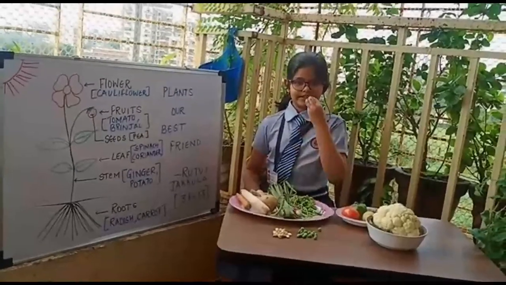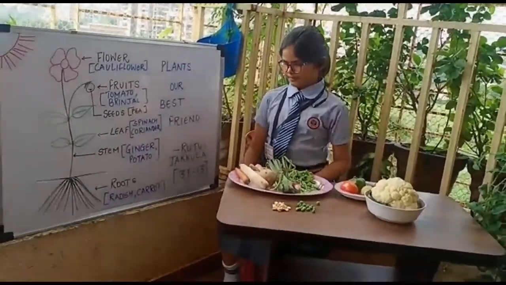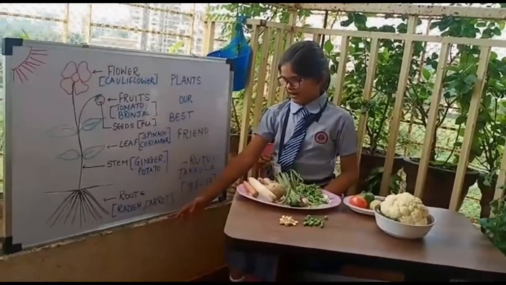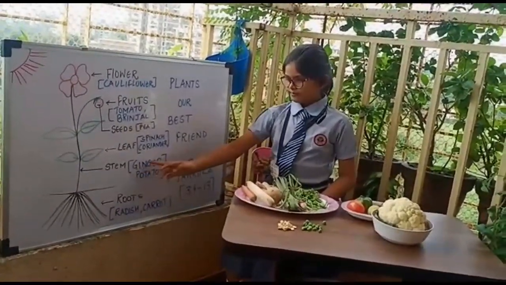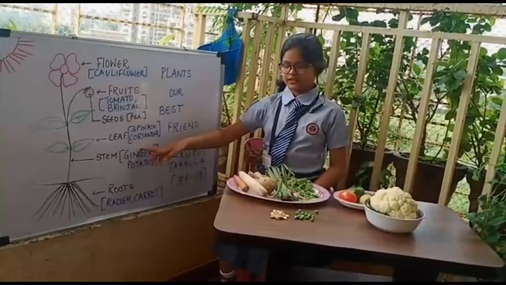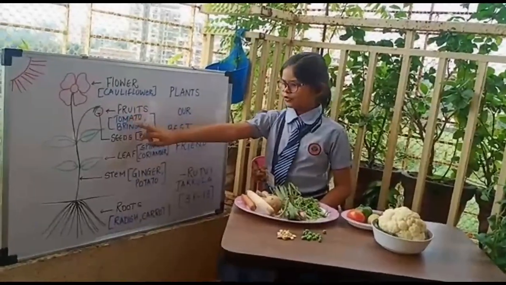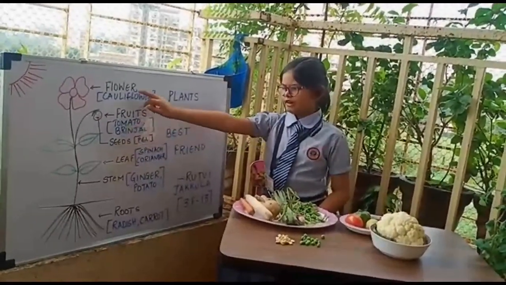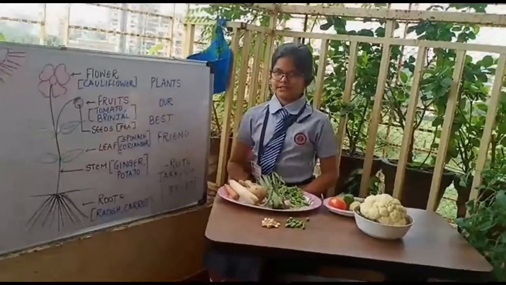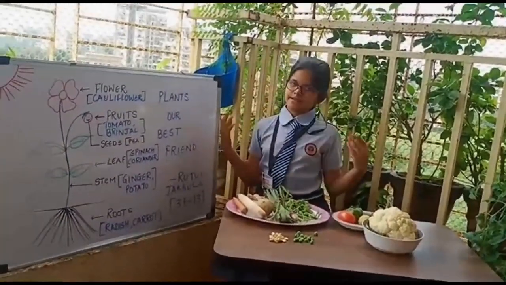We eat the stored part of a plant body. For example, roots of carrot and radish, stems of potato and ginger, leaves of spinach and coriander, seeds of pea and corn, fruits of tomato and brinjal, flowers of cauliflower. Thus, we get most of the things from plants. Therefore, they are our best friends.